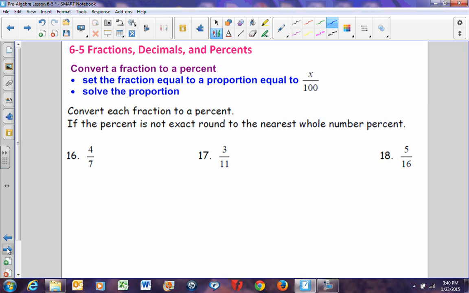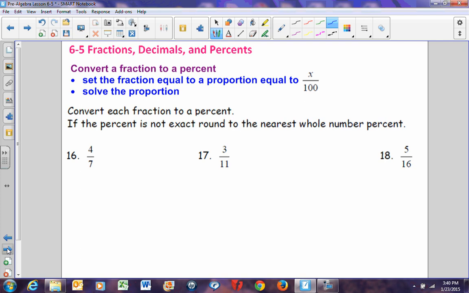The easiest way to do it is set the fraction equal to a proportion of x over 100. Then solve your proportion. Some people like to try to go, oh, well, I want to change my fraction to a decimal and then change my decimal to a percent. That can get really, really hairy because you can forget which way you were going, what you were doing, and where the decimal point goes. It's much easier to just learn to change a fraction to a percent, set it up as a proportion equal to x over 100, solve your proportion.